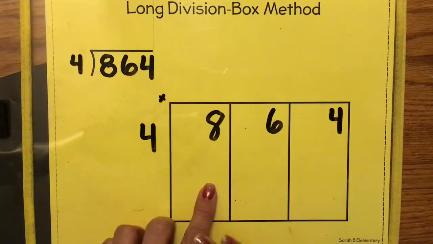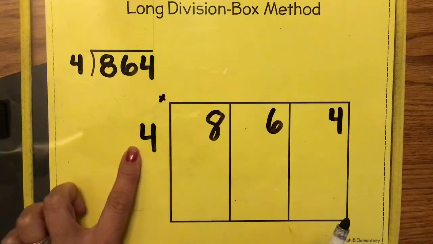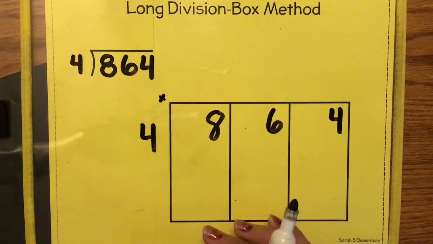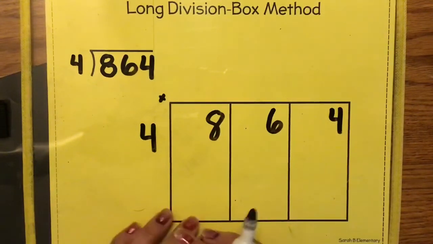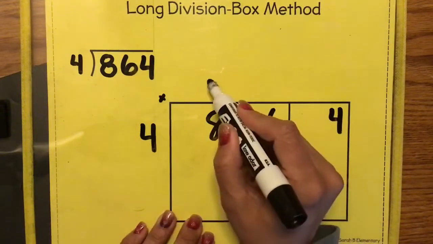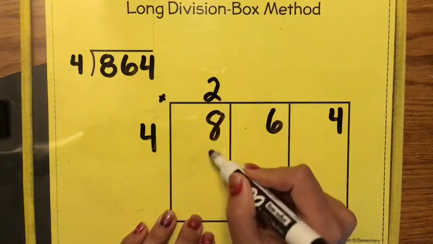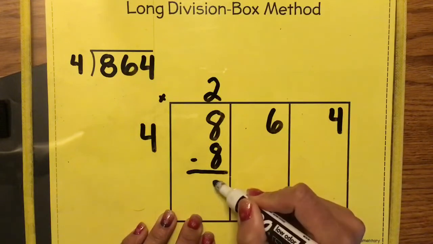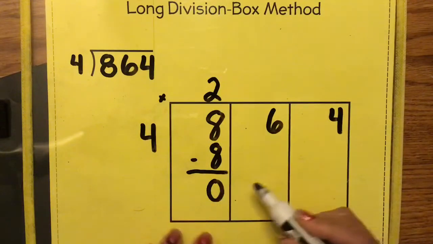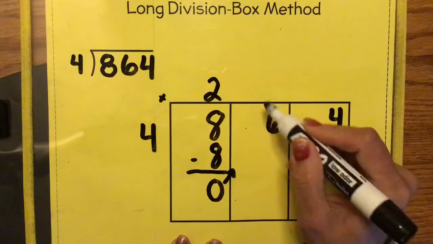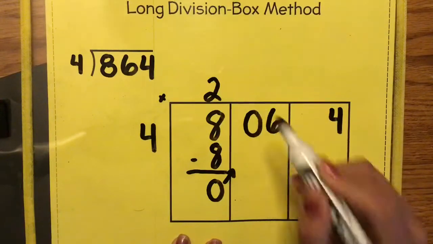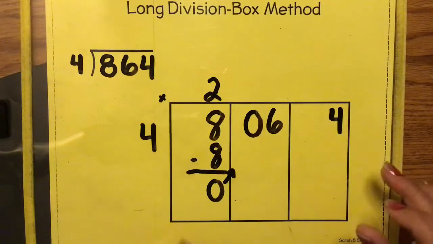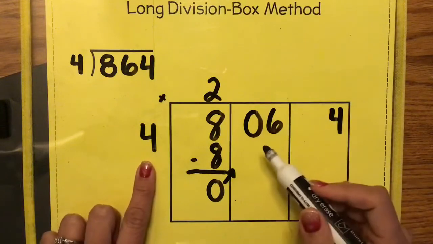Or another way to think about it is, what can I multiply times 4 to get to exactly 8 or very close to 8 without going over? In this case, it's 2. So 2 times 4 is 8. So I'm going to multiply, and then I'm going to subtract, which is similar to the other method. But now I'm going to bring over the 0. I'm going to bring it over rather than down.